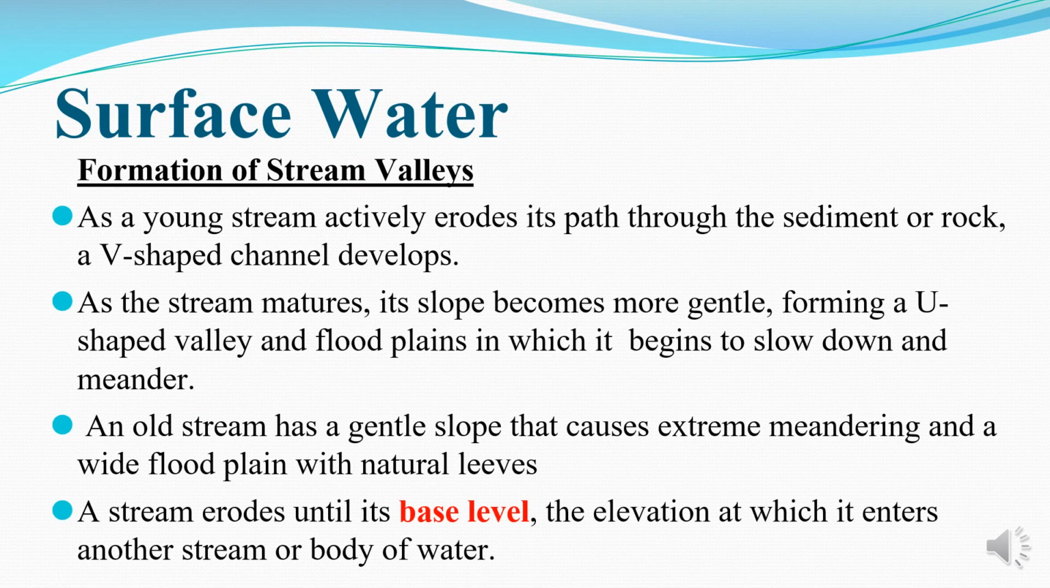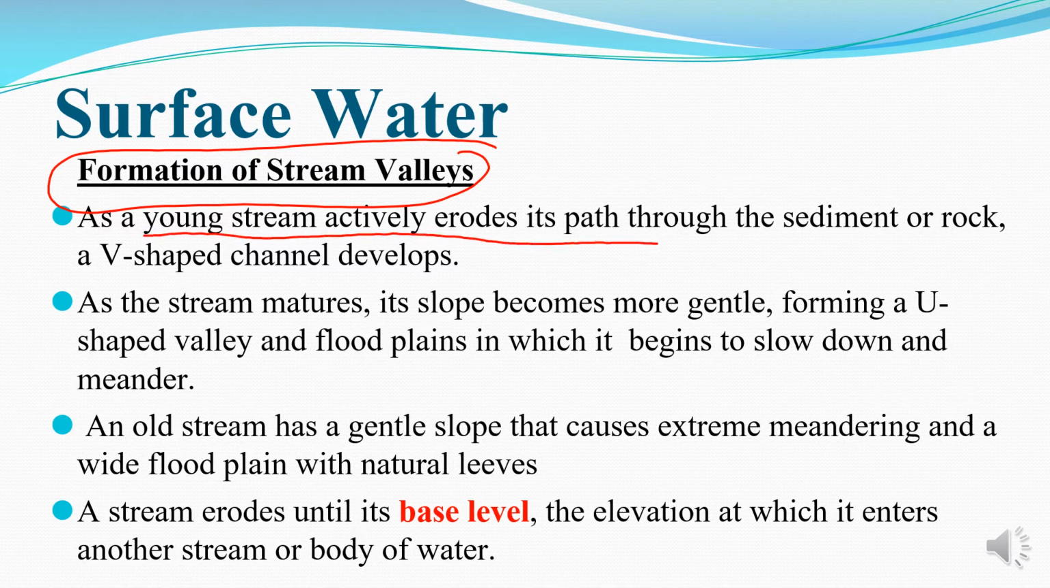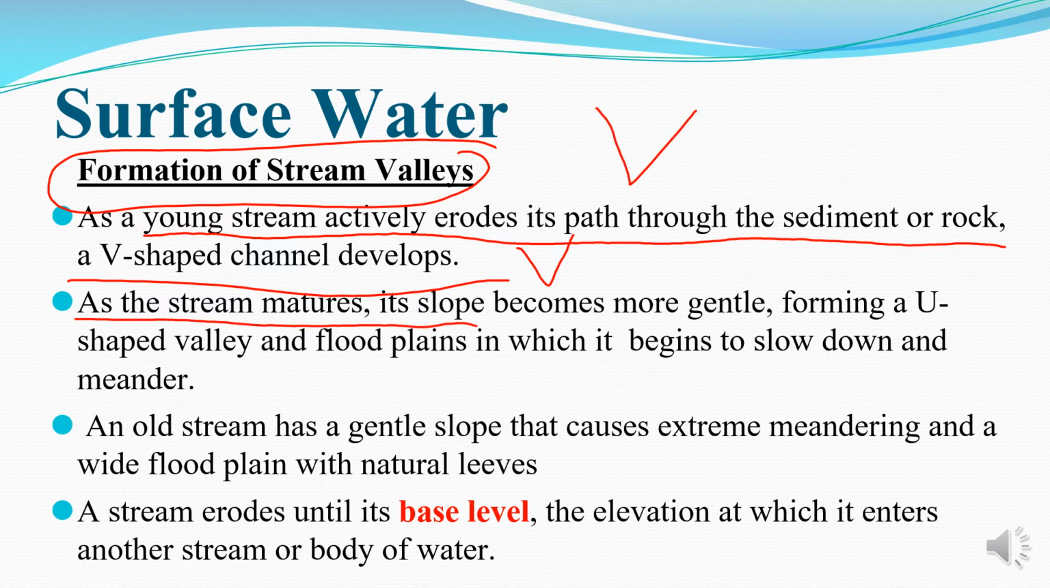So, how do we understand the formation of stream valleys? On your test, I will ask you to identify stream valleys. A young stream actively erodes a path through sediment or rock as a V-shaped channel develops. If you are a V-shape, that means you don't have enough activity. It's kind of sharp. As the stream matures, the slope becomes more gentle, making it a U.